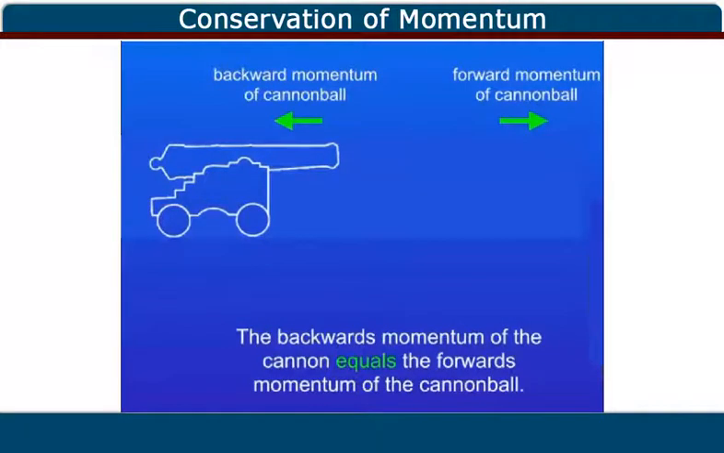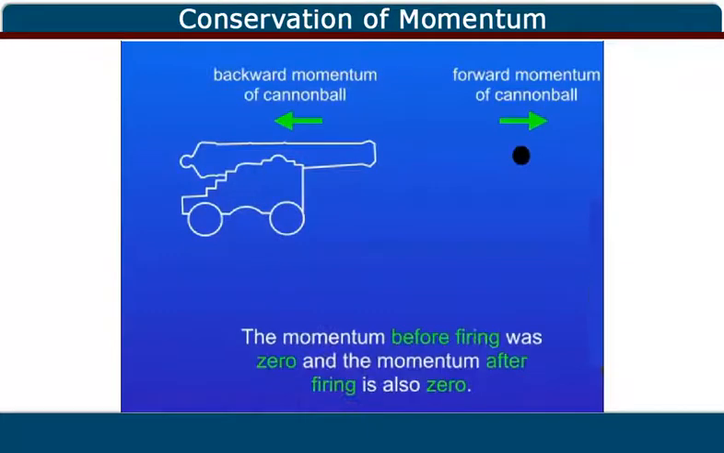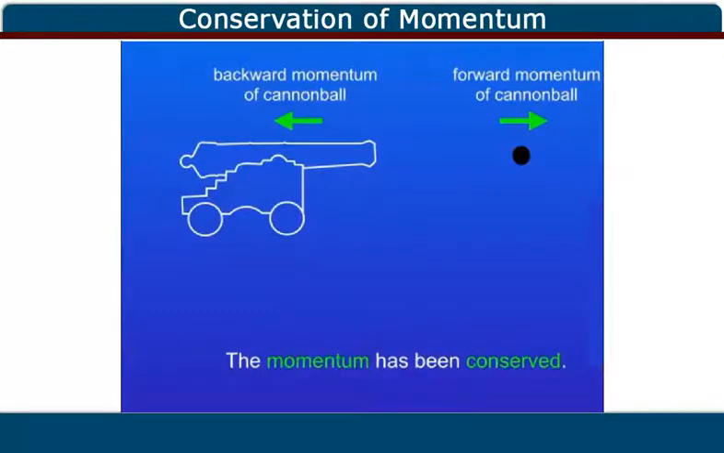The backwards momentum of the cannon equals the forward momentum of the cannonball. So this means the total momentum after firing is 0. So as you can see, momentum before firing is 0 and momentum after firing is 0. In other words, the momentum has been conserved.